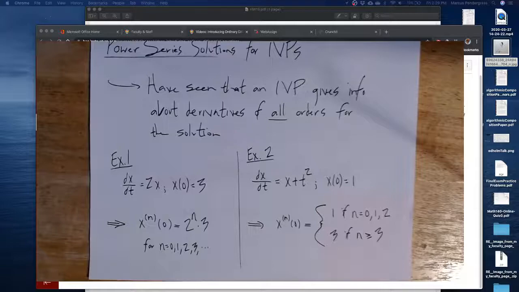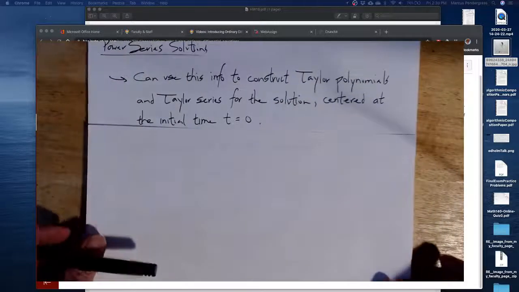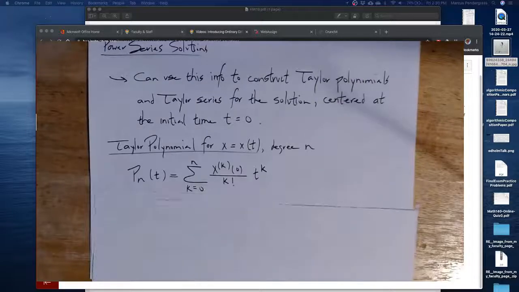So we're going to go ahead and use that information now to develop power series solutions to both of these ODEs. So how would we do that? Well, essentially, this goes back to Taylor series and Taylor polynomials. So remember that you can form the Taylor polynomial for a function by simply knowing its derivatives up to a certain order at a given point.